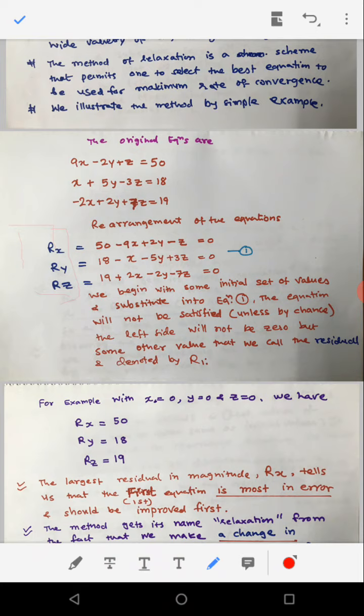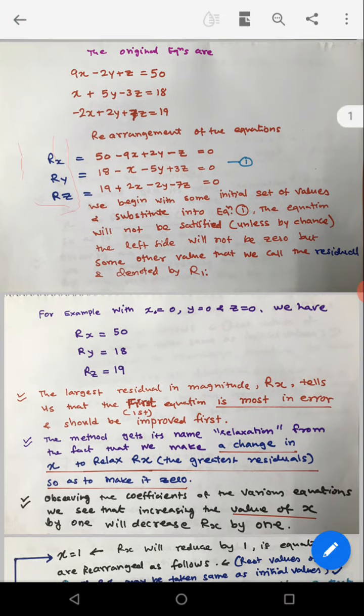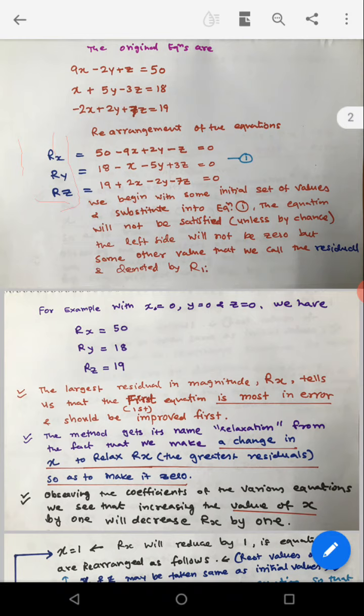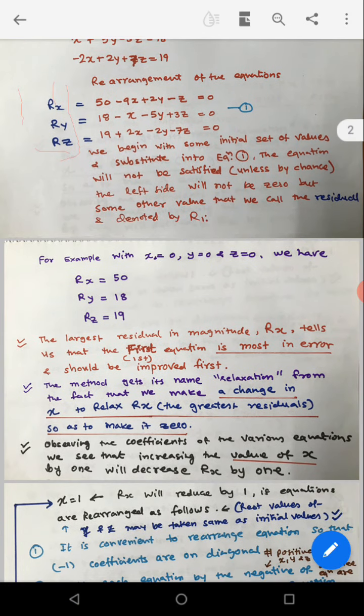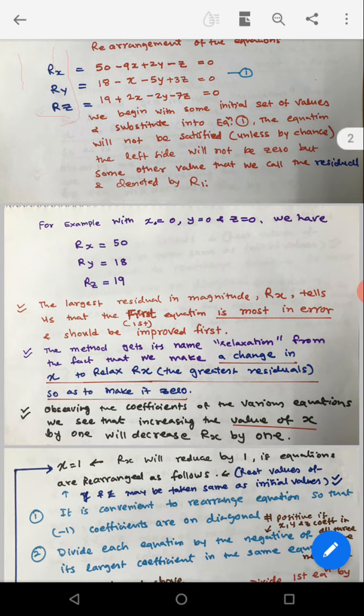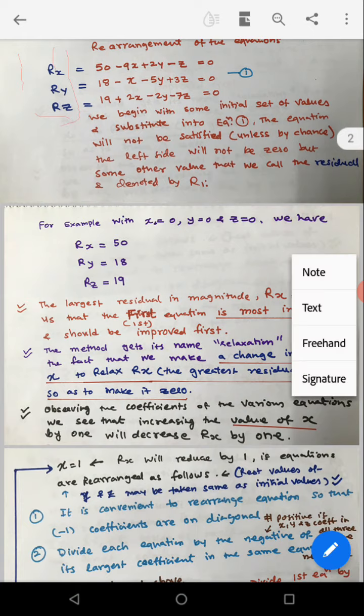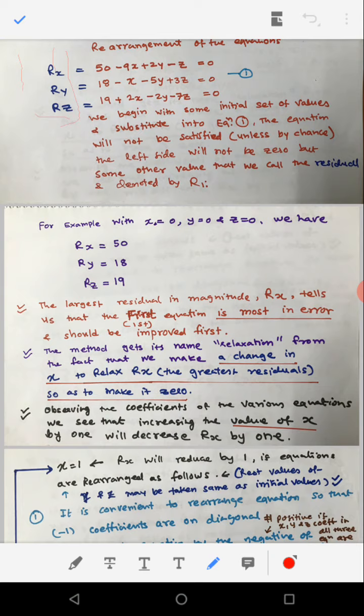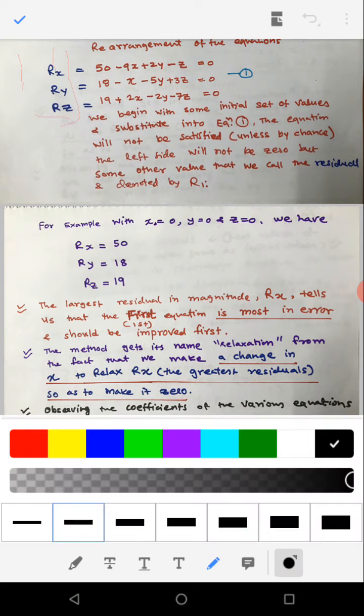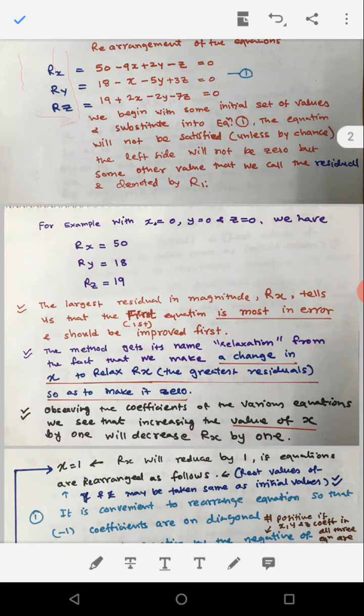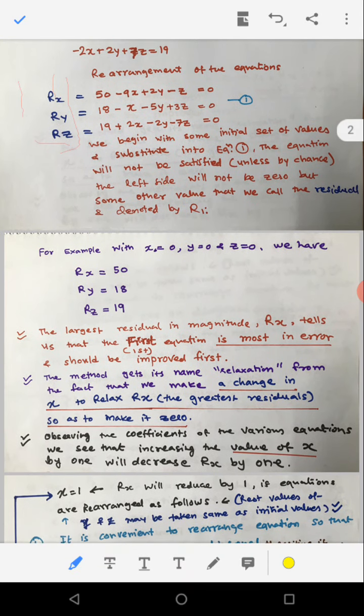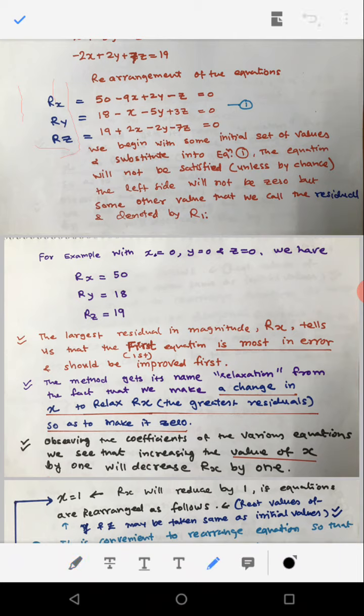So in this example, if you substitute x is equal to 0, y is equal to 0 and z is equal to 0, you get Rx equal to 50, Ry is equal to 18, Rz is equal to 19. Now observe these three values. Which one is the largest one? You can see here the largest value is 50. Rx is equal to 50.